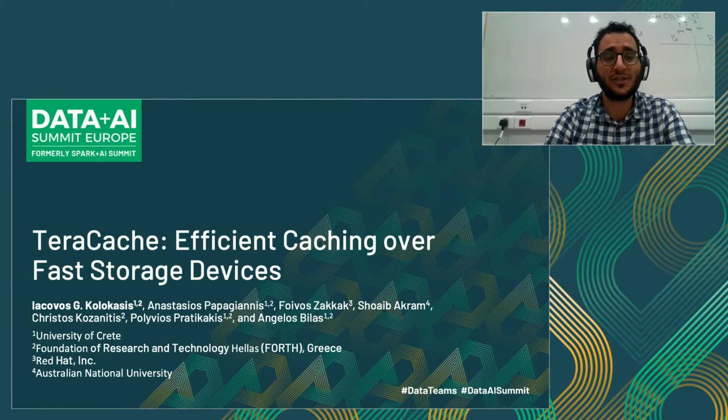Today I'm going to talk about how Spark could exploit the large capacity of fast storage devices for efficient caching of intermediate results. This is joint work with Anastasios Papagiannis, Fivos Zakak, Soai Pakram, Christos Kousganitis, Polybios Pratikakis, and Angelos Bilas.